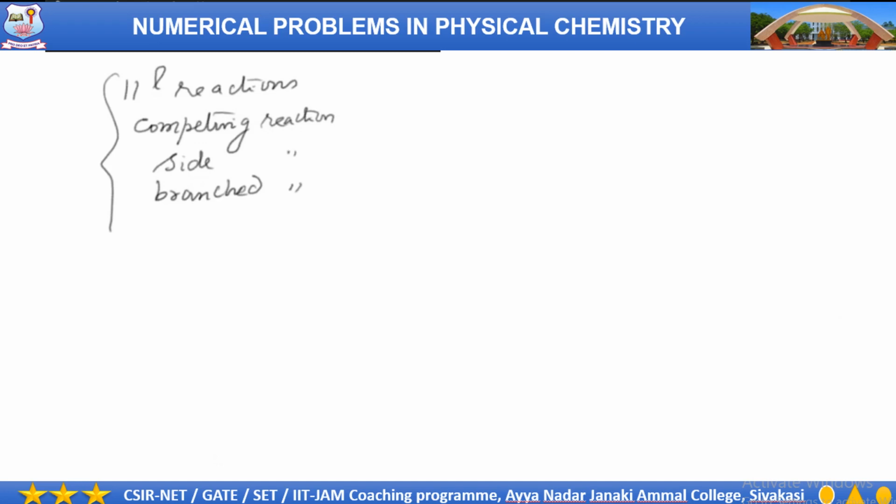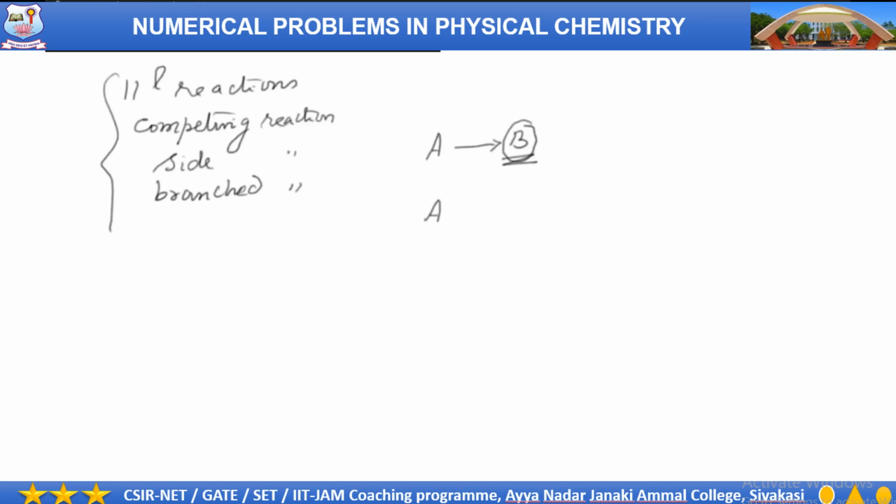And when will you call your reaction a parallel reaction, or competing reaction, or a side reaction, or a branch reaction? For example, A giving B. If this is the equation, it gives only one product B. It's a direct reaction. Almost all of them consist of the B product only.